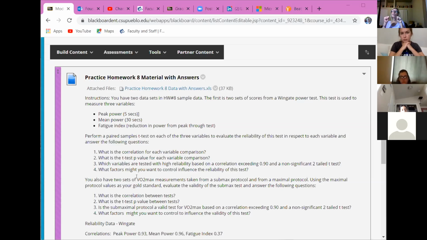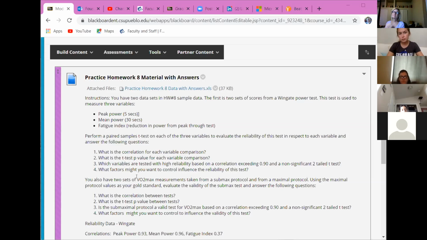We want to see, do those correlate highly? And if we did a t-test between the gold standard and the substandard, are there no significant differences? Okay, so we're going to always look at correlation too, because we want high correlation between the scores. That's the same with the test retest reliability too. We want those correlations. We want them to be highly related and not different.